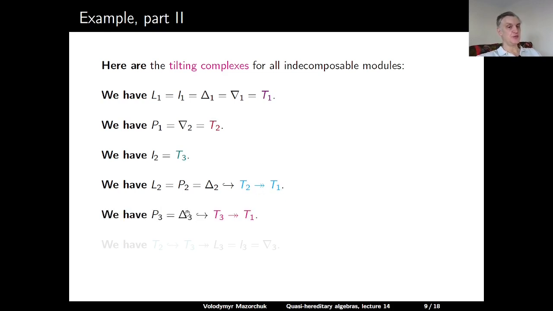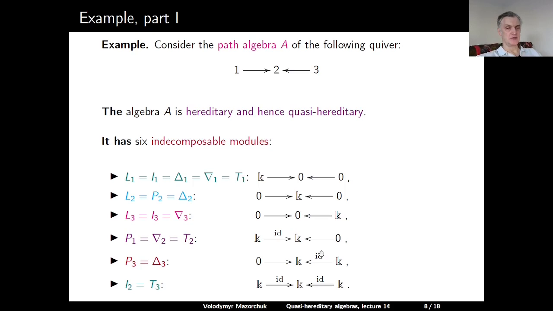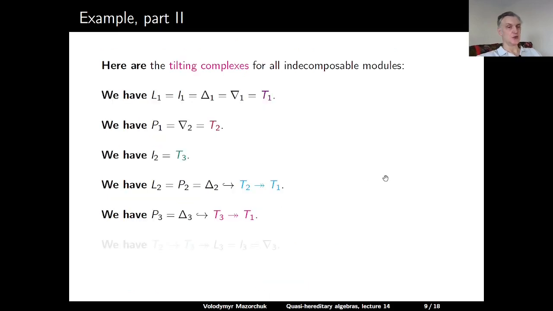The module P3, which is delta 3, that's a submodule of T3, and the cokernel is T1. Let's look. This is P3, that's T3, we can embed P3 into T3, and the cokernel is exactly T1. So P3 is a submodule of T3, and the cokernel is T1, so P3 is isomorphic to the complex of tilting modules, where T3 projects onto T1.